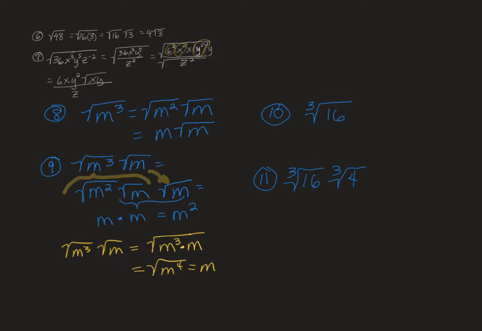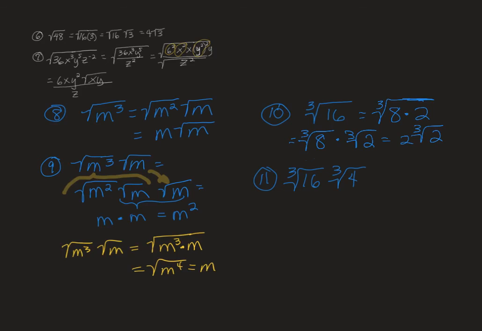Okay, let's take a look at the cubed root of 16. Do we have any perfect cubes that are factors of 16? Yep, the one we've been using again and again today, the cubed root of 8. And you multiply that by 2 and you get the 16 that is the radicand. So we can break that up as the cubed root of 8 times the cubed root of 2, or 2 cubed root of 2.